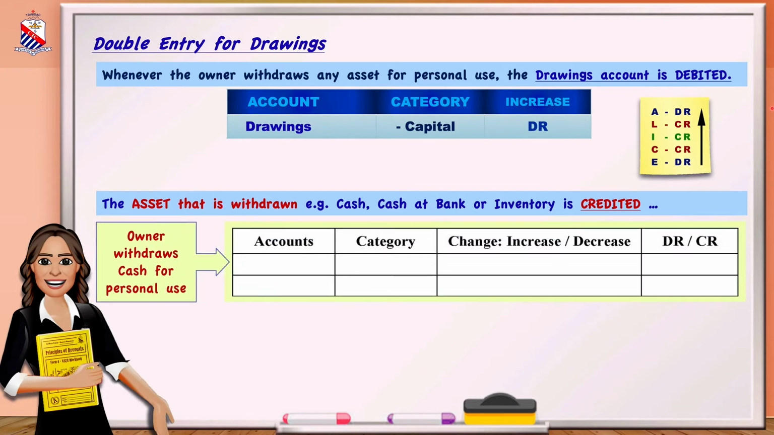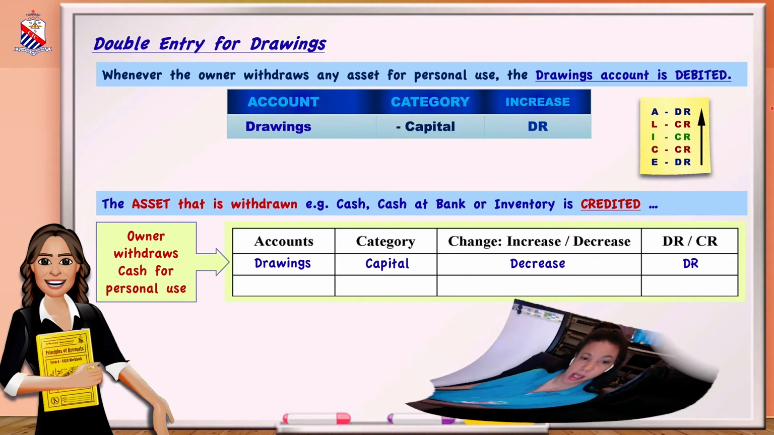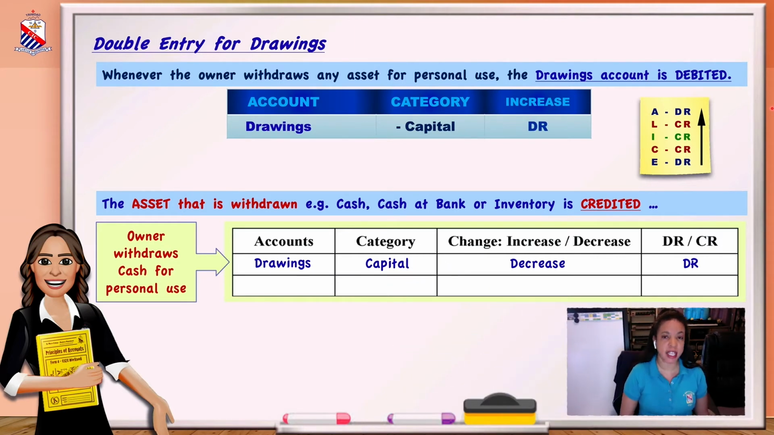So for example, if the owner withdraws cash for personal use, as we said, every time there is drawing, personal use, you debit drawings account. The cash is the asset that has been withdrawn and therefore has decreased. So therefore, the cash, which is an asset, decreased. What do you do to an asset when it decreases? You credit. So you credit the cash account, as we said there, and you're going to see it as we do more examples. The asset that is withdrawn, you credit it.